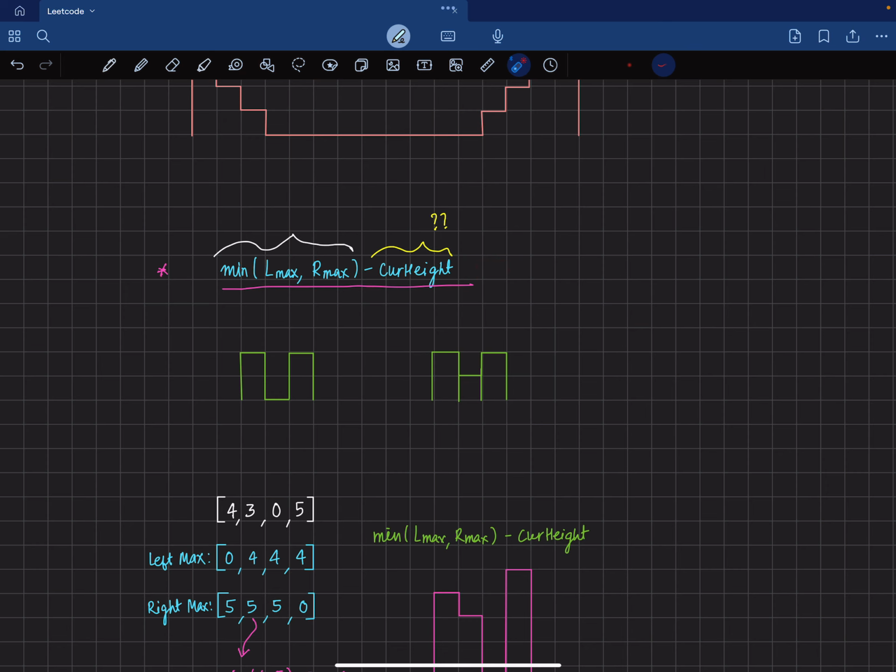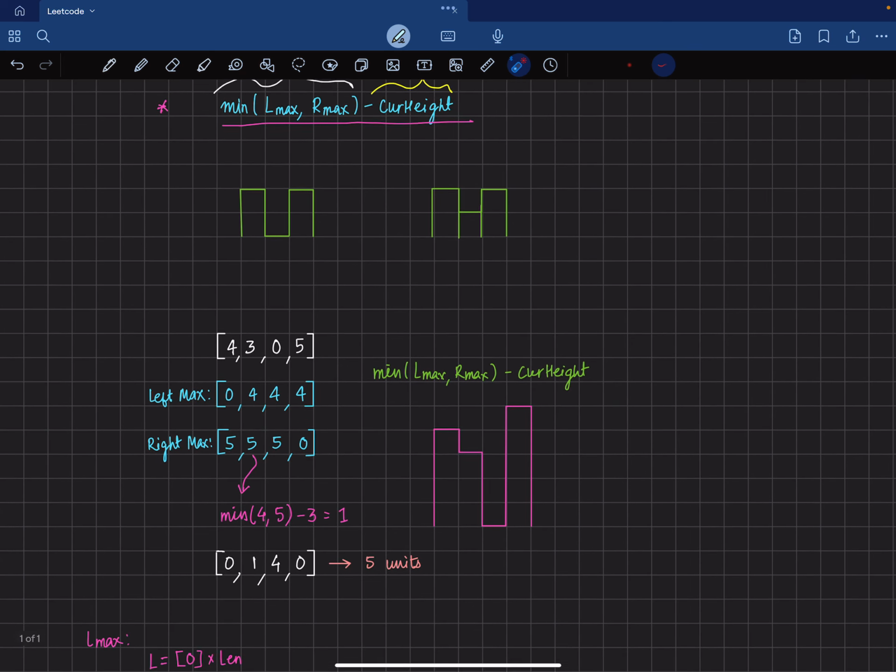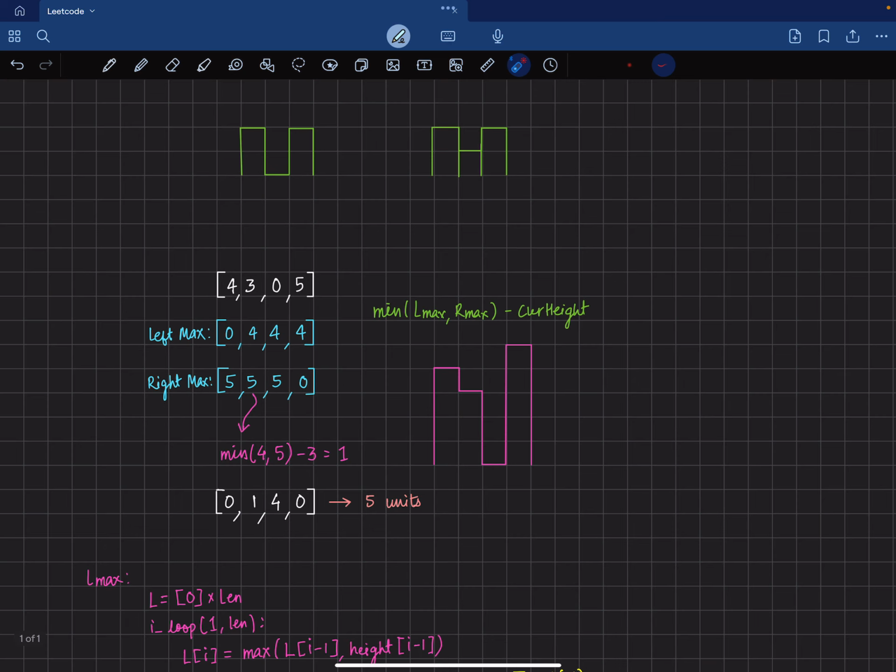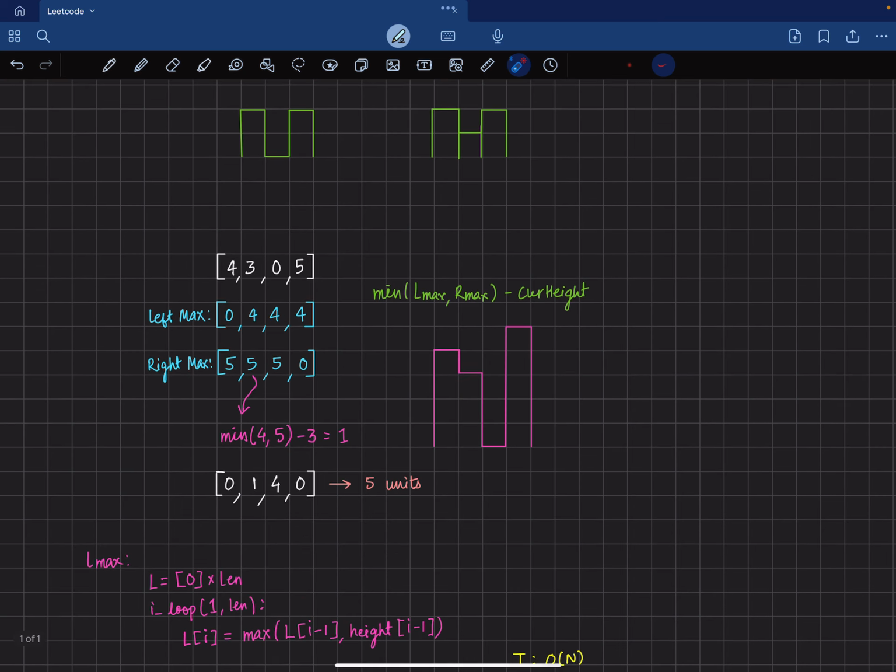So that was all there was to this specific equation, why it is important for us. Now let us move to an example. We'll do a dry run of an example and we'll see how it goes, okay? Suppose we have an elevation of this type, 4305. This is the diagram, 4305. We have to compute the maximum water that can be trapped.